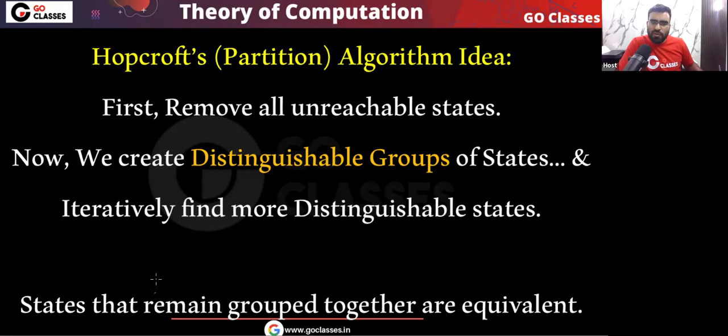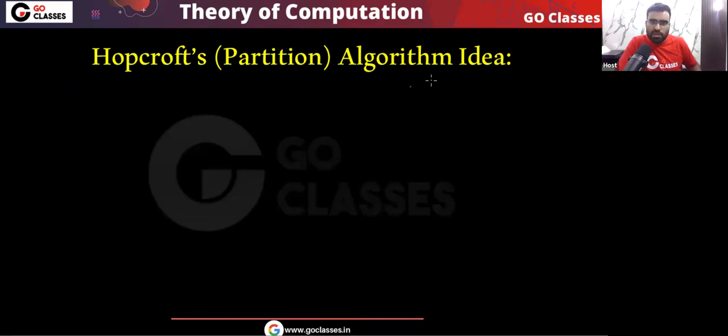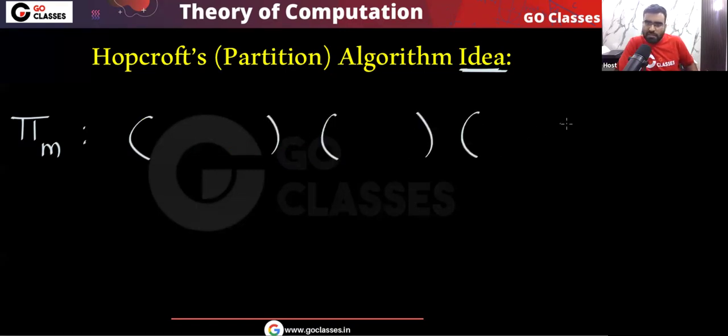After that, what will we do? We will create distinguishable groups of states. So let me tell you the idea is like this. Just understand the idea, then with an example this will become very clear. In this algorithm, we are going to create some groups, distinguishable groups of states. For example, maybe this is your group G1, this is group G2, this is your group G3. So we will create the groups of states.